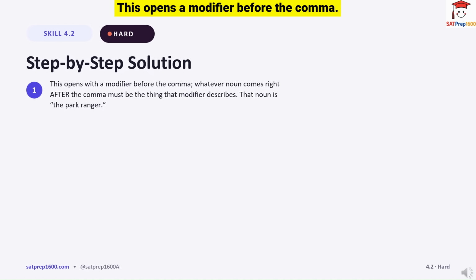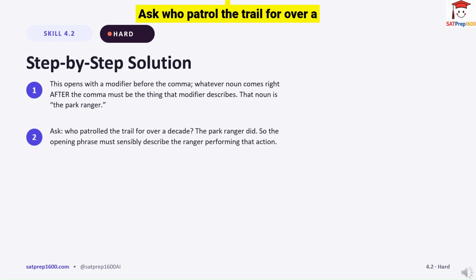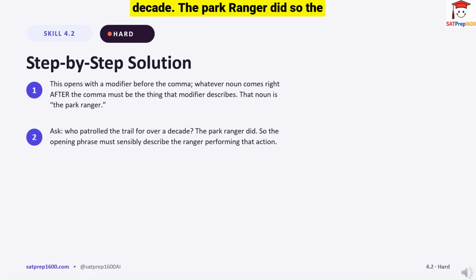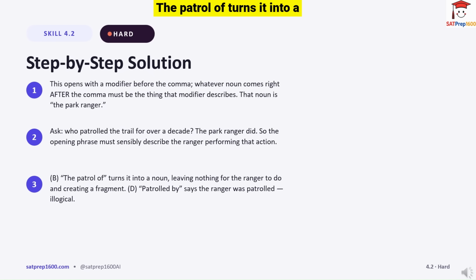This opens with a modifier before the comma. Whatever noun comes right after the comma must be the thing that modifier describes. That noun is the park ranger. Ask, who patrolled the trail for over a decade? The park ranger did. So the opening phrase must sensibly describe the ranger performing that action. B, the patrol of, turns it into a noun, leaving nothing for the ranger to do and creating a fragment. D, patrolled by, says the ranger was patrolled, illogical.